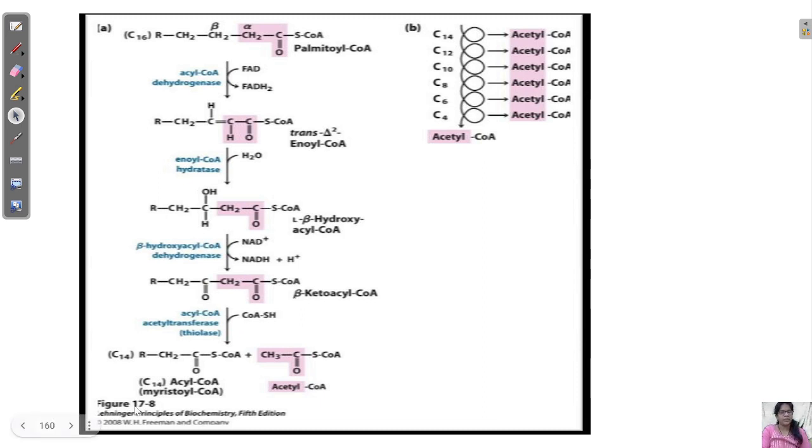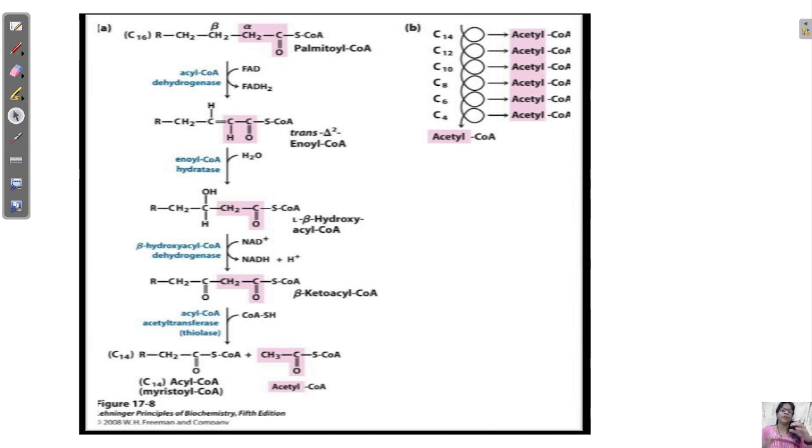See here, once it is converted into the beta ketoacyl group, it then goes to thiolase. With the enzyme called thiolase, you get acetyl CoA and myristoyl CoA. See now, here it started with a 16 carbon compound called palmitoyl CoA and ended with a 14 carbon compound. That means two carbons from palmitoyl CoA have shifted to acetyl CoA. Right, here are the two carbons. So what happens if you start the beta oxidation with myristoyl CoA, that is C14, nothing but a 14 carbon compound.